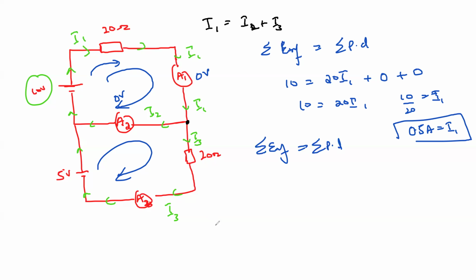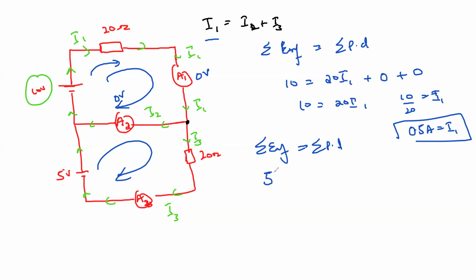So we've already worked out I1, but why take a second loop? Because we need I2. We will find I3 from this, and then we can work out I2. If I know I1, I cannot substitute I1 here because I2 and I3 are unknown. That's why we are taking a second loop.